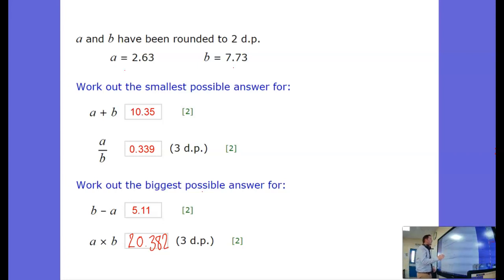The key thing is to half the degree of accuracy. So if it's 2 decimal places, go to the next one along and put a 5 and then some placeholders. Take it away for the lower bound, add it on for the upper bound.